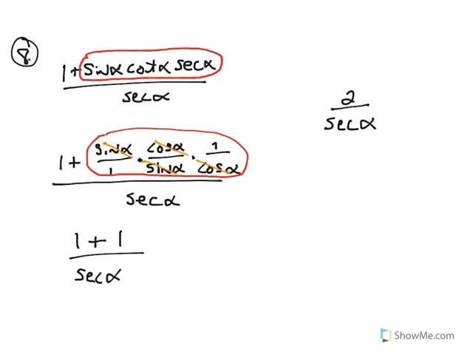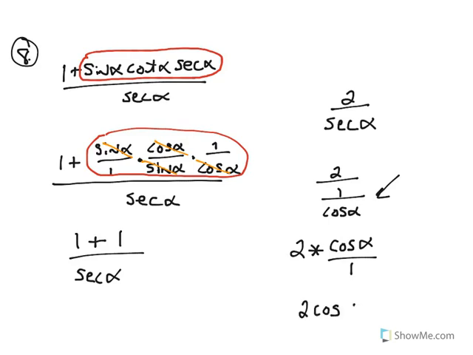You could take it one step further. Secant we know is the reciprocal of cosine, so 2 over 1 over cosine. If you multiply by the reciprocal, it's going to be 2 over 1 multiplied by the reciprocal of 1 over cosine, which is cosine over 1. And 2 times cosine over 1 is just 2 cosine of alpha. So that would be your simplified form for the original expression.